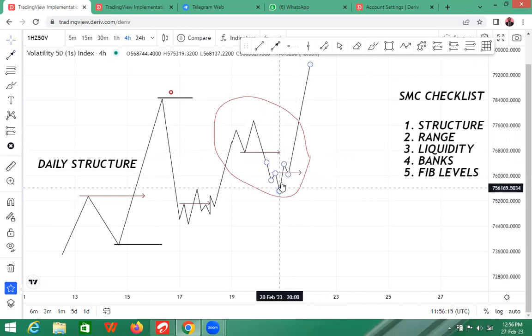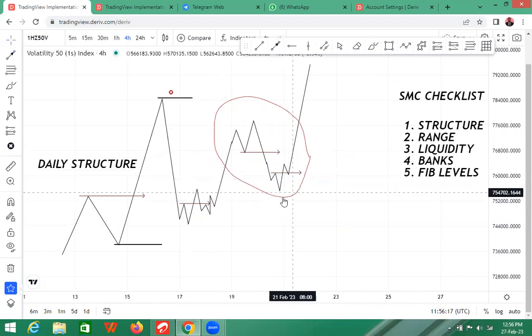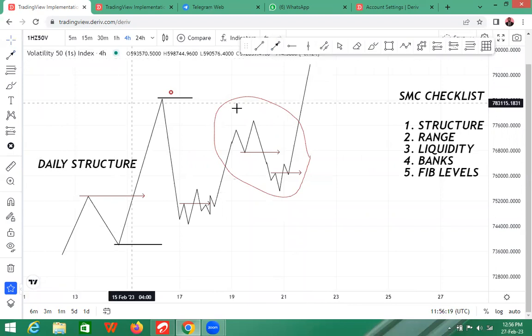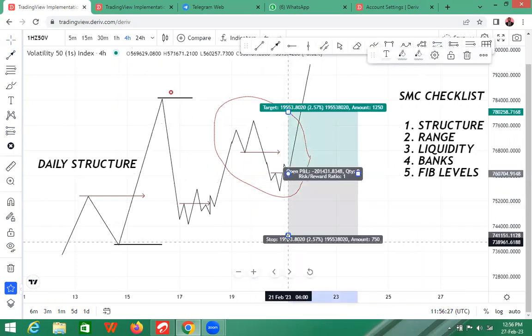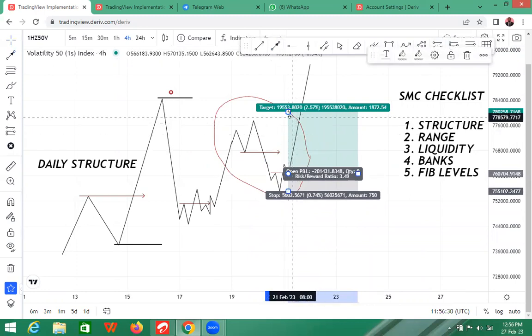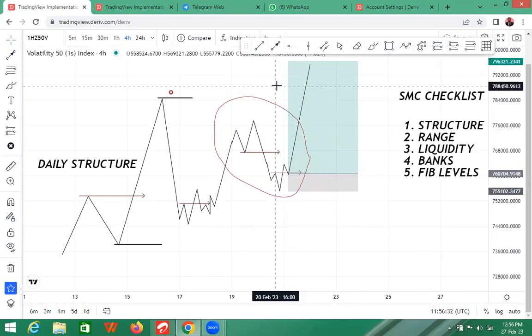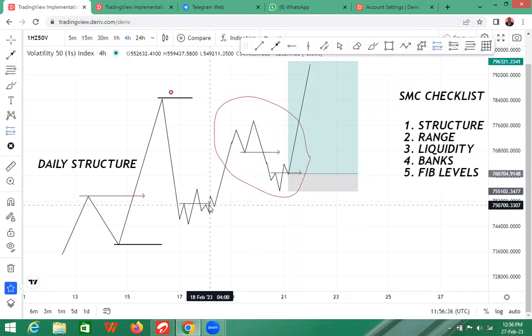But this is the second entry. This is first entry. This is second entry. So if you miss the first entry, you should wait for this second entry to get in. And then you get in on this second entry, just the open here, and then you can take price higher, assuming you miss this first entry.